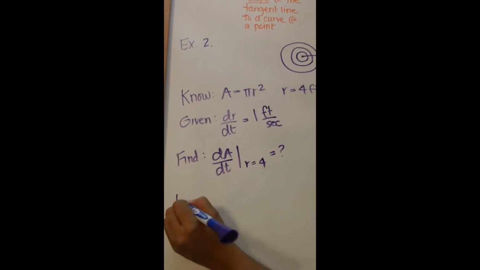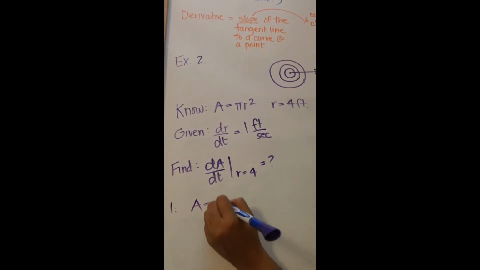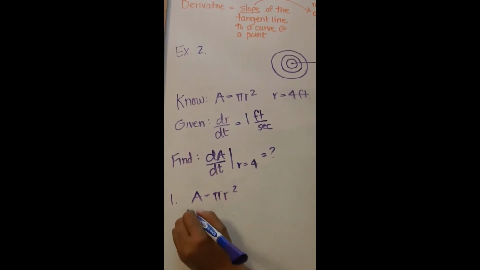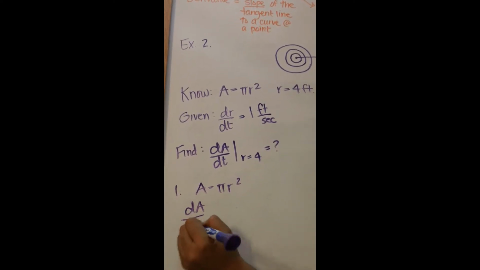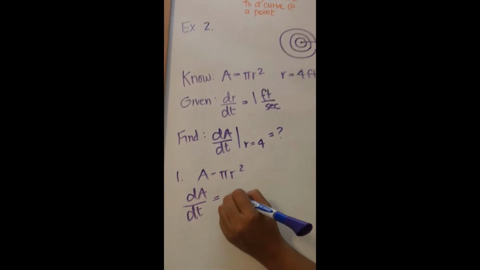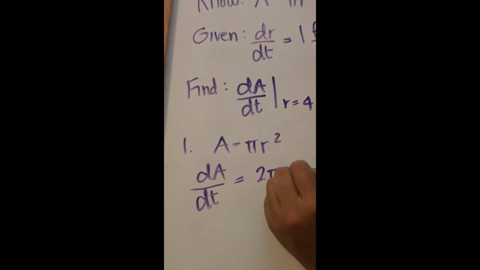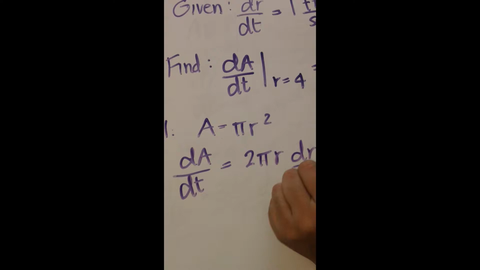So again, we take our area formula, take the derivative of both sides. Remember that pi is just a constant, so you really have 2 pi r dr/dt.